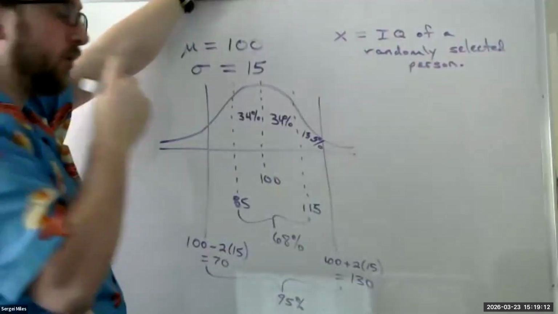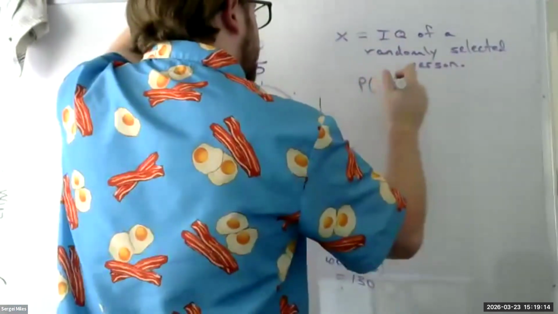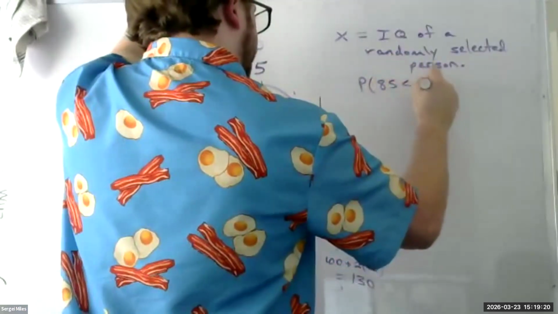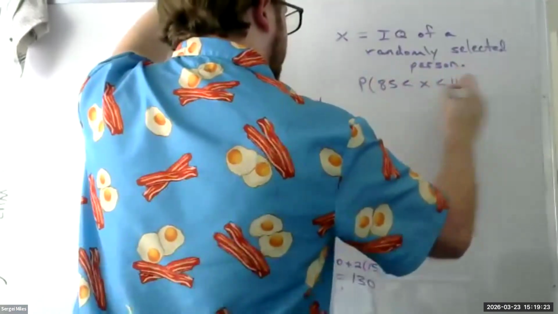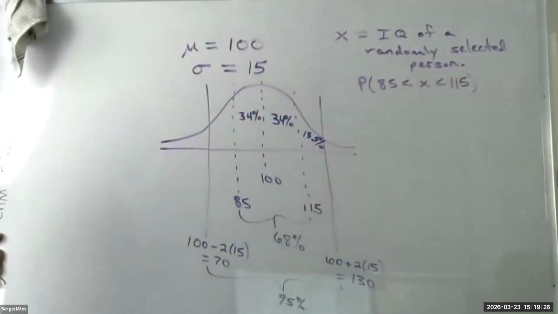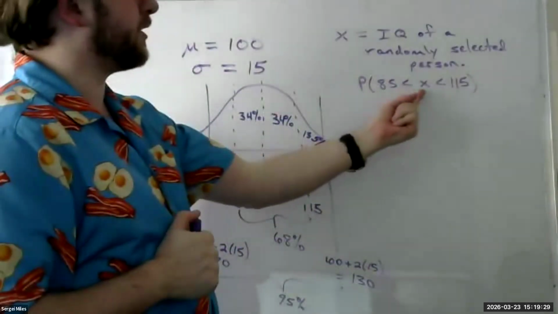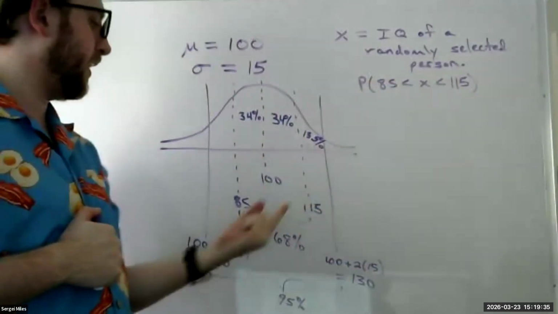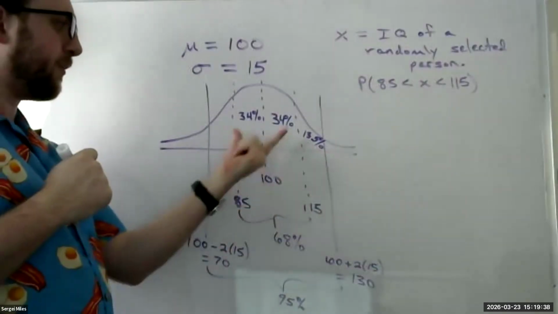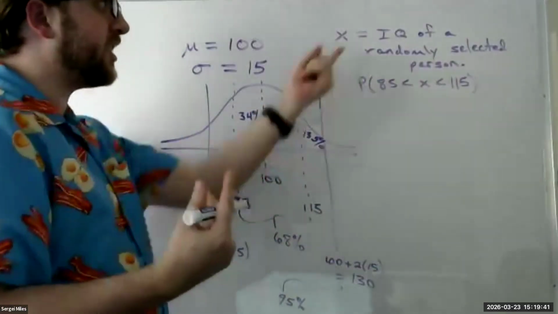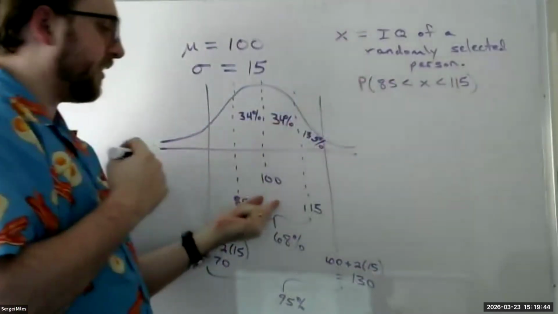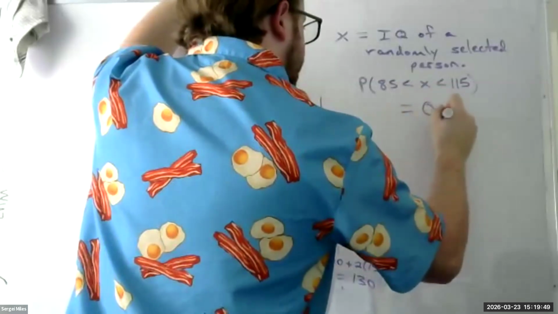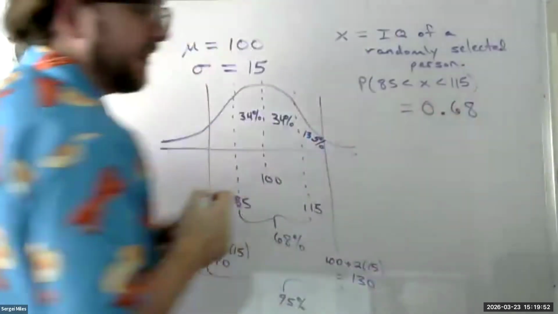And we could ask different questions now. I could say, what is the probability that this person has an IQ between 85 and 115? I'm using P here to represent probability. That's just straight from the empirical rule. This is plus or minus 1 standard deviation. 68% of the population is there, so there's a 68% chance that the randomly picked person is in that region. As a decimal, I would write it as 0.68.